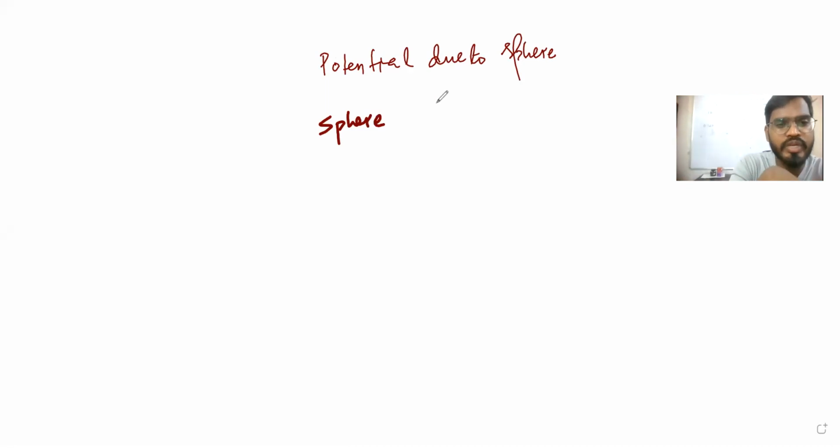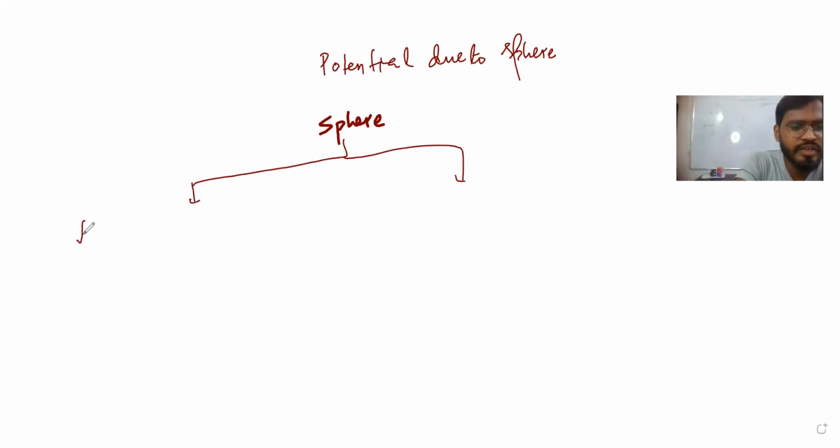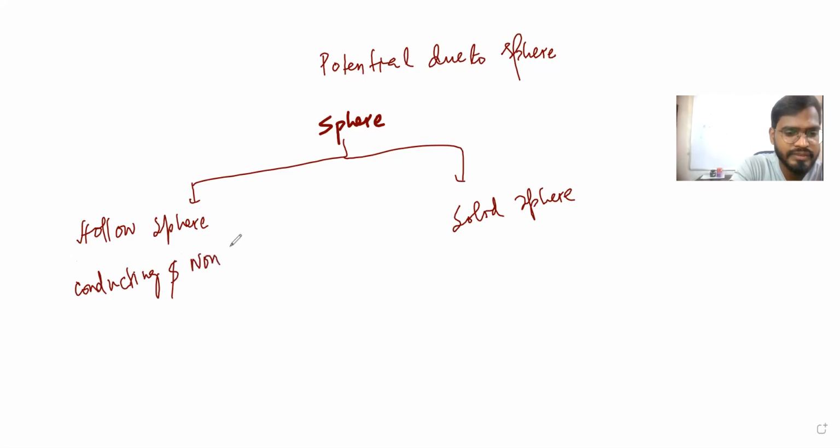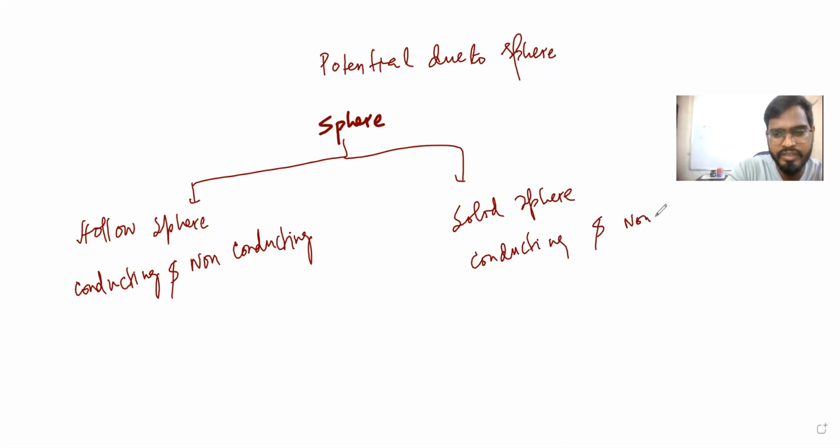Two types of spheres we are learning here. First one is hollow sphere, and second one is solid sphere. Hollow sphere can be conducting and non-conducting. Here also, conducting and non-conducting.